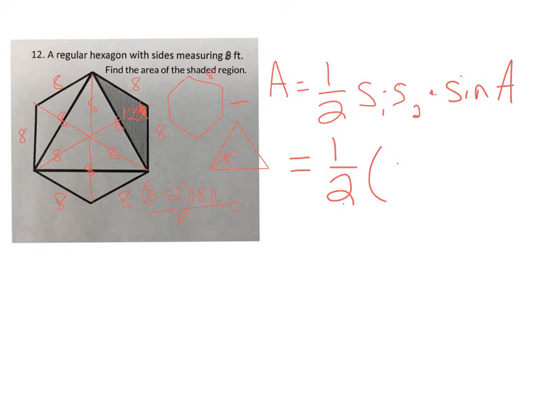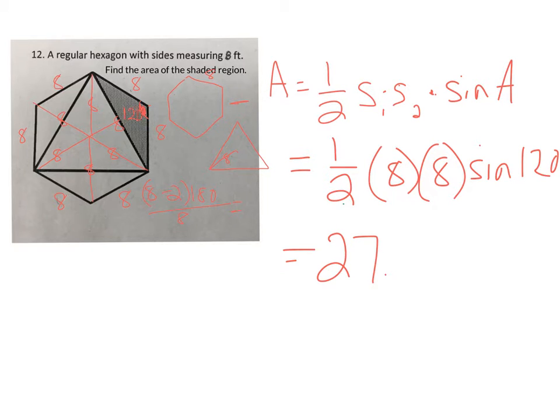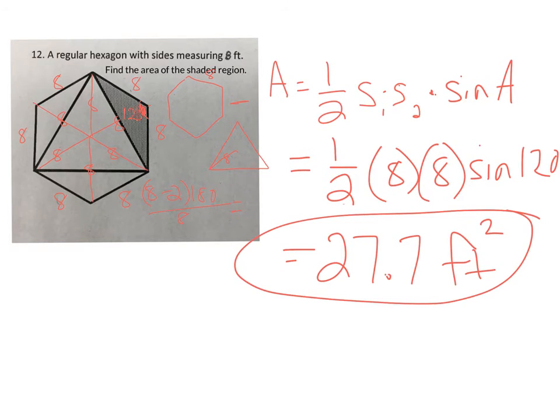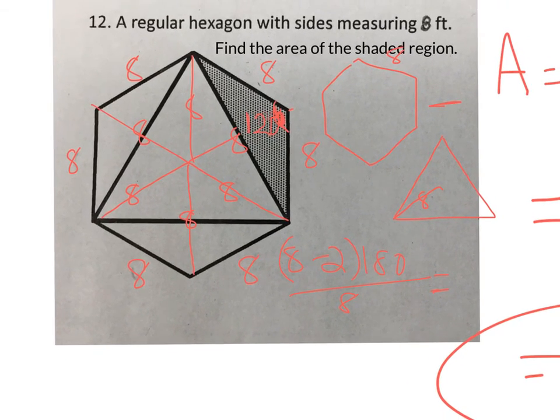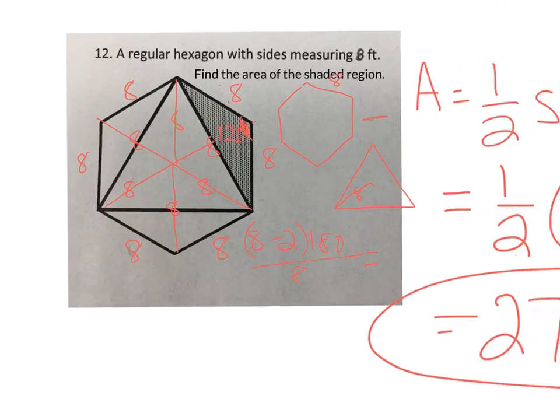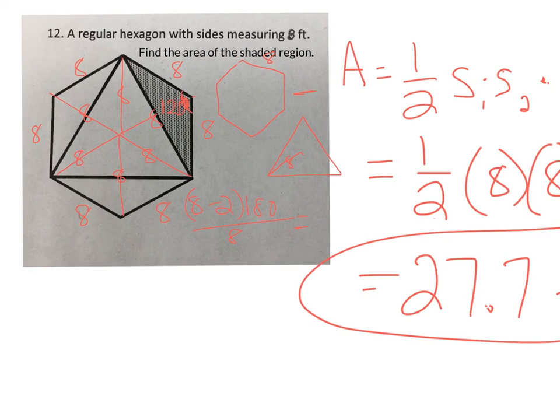1/2, we have a side length of 8, another side length of 8, and the angle in between these two is 120 degrees. Okay, I plug all this into my calculator and get 27.7 feet squared. So rather than having to find the whole entire hexagon and subtract off that triangle and divide it by 3, I just find the area of a triangle straight away.